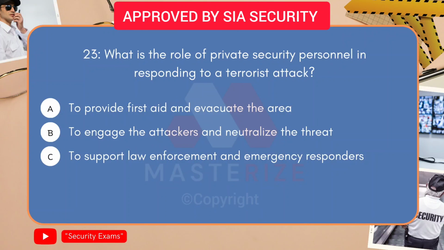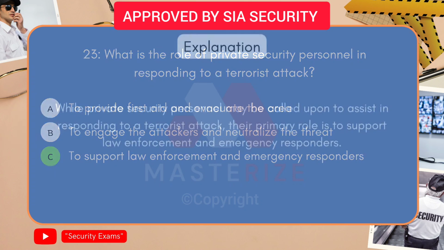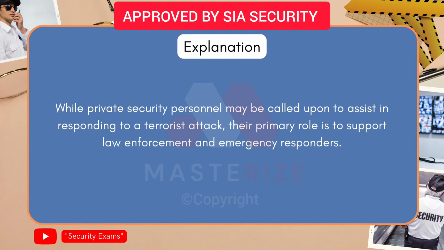What is the role of private security personnel in responding to a terrorist attack? To provide first aid and evacuate the area, to engage the attackers and neutralize the threat, to support law enforcement and emergency responders. Answer: to support law enforcement and emergency responders. Explanation: while private security personnel may be called upon to assist in responding to a terrorist attack, their primary role is to support law enforcement and emergency responders.